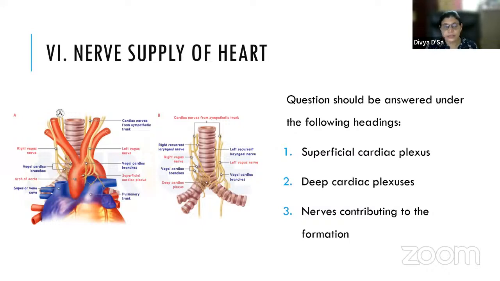Now these nerves form a plexus. There are two types of plexus, the superficial and the deep cardiac plexus. You have to write where each is located and what nerves contribute to its formation.